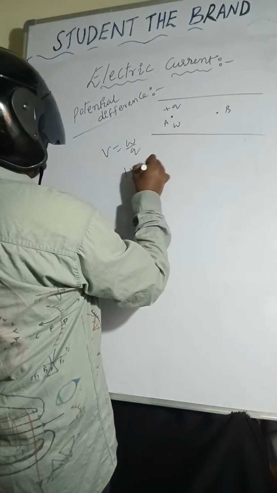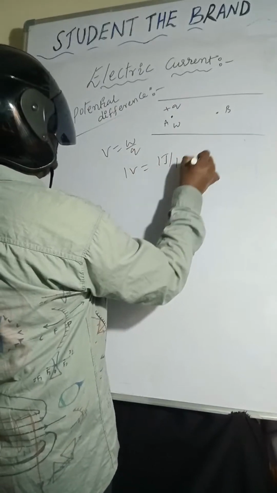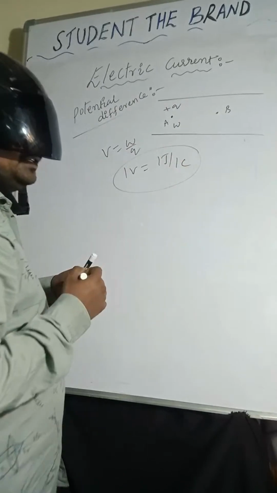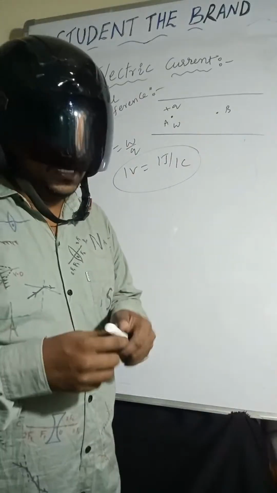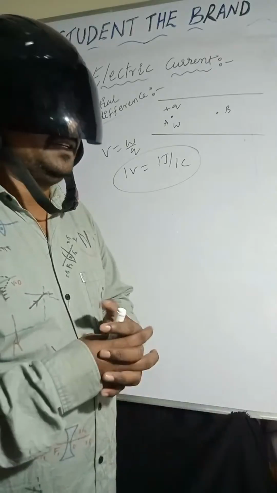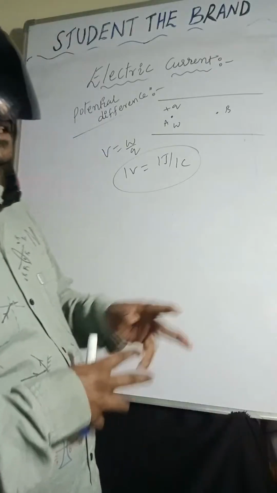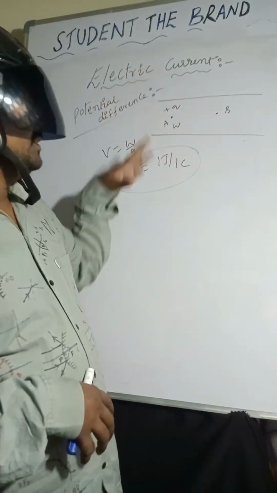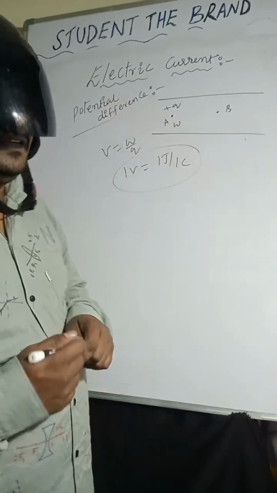1 volt equals 1 joule of work done to bring 1 coulomb of charge. 1 volt is defined as 1 joule of work done to bring 1 coulomb of charge from one point to another point within the conductor, which is called potential difference.